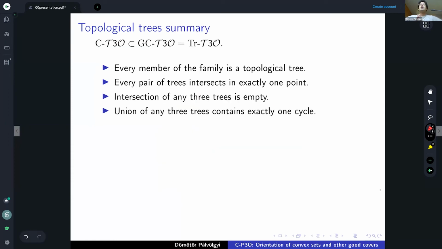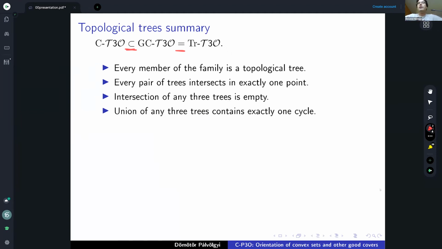Okay, so just to summarize these topological trees and these good covers, of course, any convex sets form a good cover. So this condition holds. And by the previous theorem, these total 3 orders are the same as the total 3 orders defined by trees.